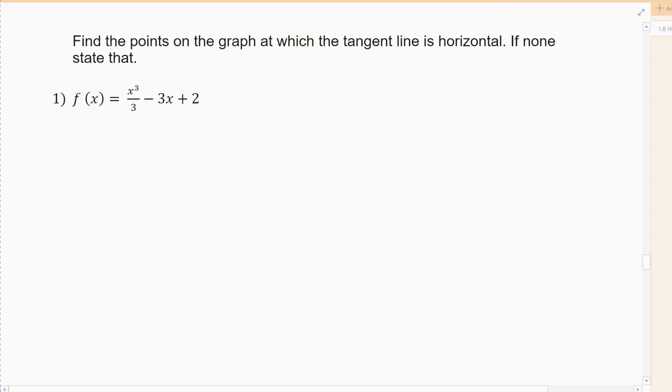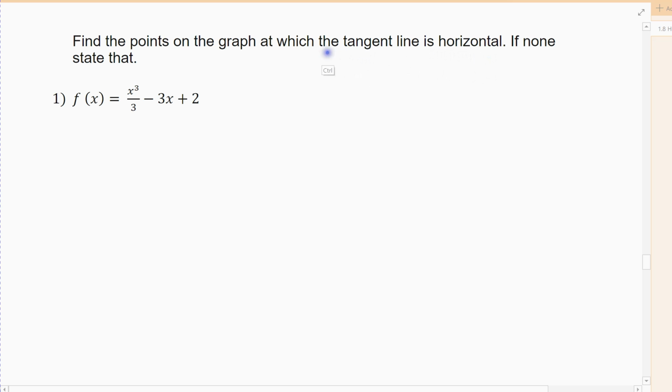Finding points on the graph where the tangent line is horizontal is going to be a very, very important skill. Okay. And again, if none, state that. So we're going to find out. Both of the ones that I've given here will have tangent lines that are horizontal. So remember, tangent lines are horizontal means my slope is 0. That's right. That's what that means.